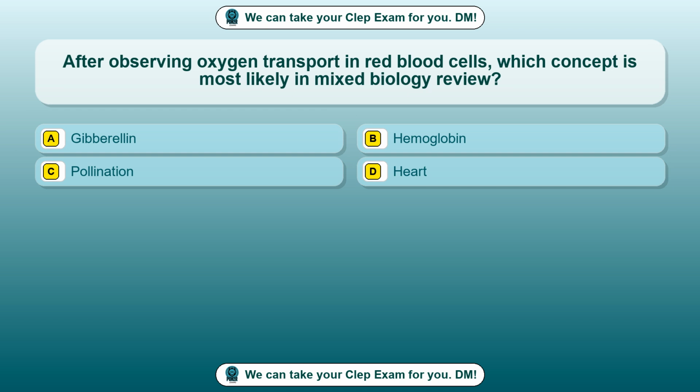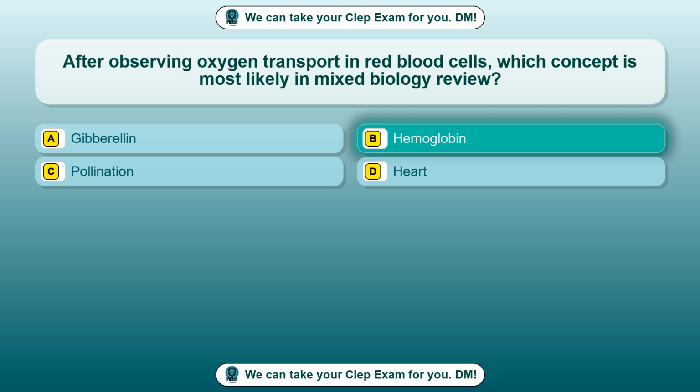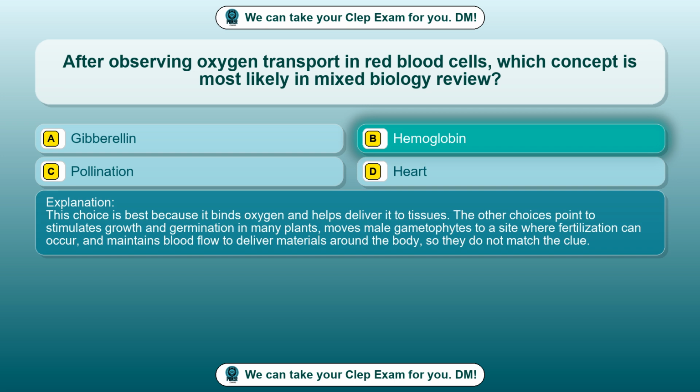Question 49. After observing oxygen transport in red blood cells, which concept is most likely in mixed biology review? Option A, gibberellin. Option B, hemoglobin. Option C, pollination. Option D, heart. The correct answer is option B, hemoglobin. This choice is best because it binds oxygen and helps deliver it to tissues. The other choices point to stimulates growth and germination in many plants, moves male gametophytes to a site where fertilization can occur, and maintains blood flow to deliver materials around the body, so they do not match the clue.